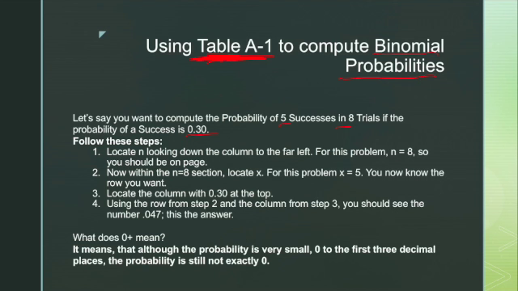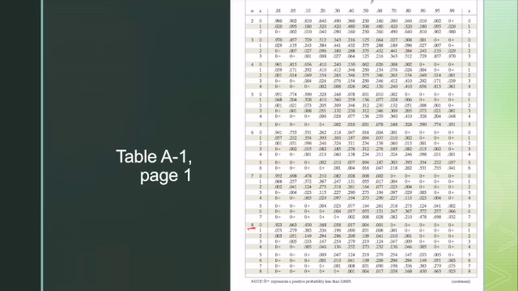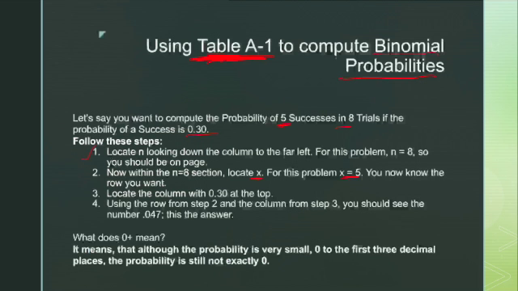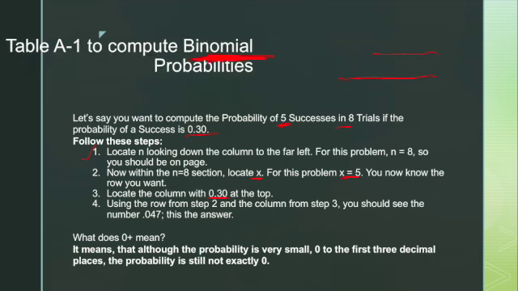So that's step 1. Next, we need to locate x. And x for this problem is 5, because we're looking for 5 successes in 8 trials. So let's look at our A1 table again. We now know the row we want. We want row 5. Cool. Next step, we need to locate the column with 0.30 at the top. So here's the column for 0.30.